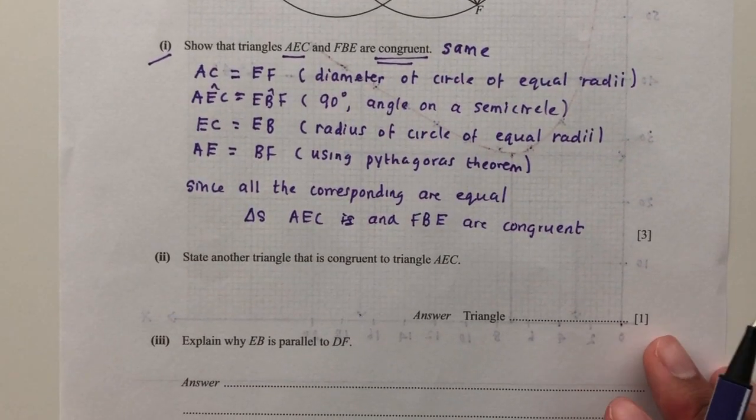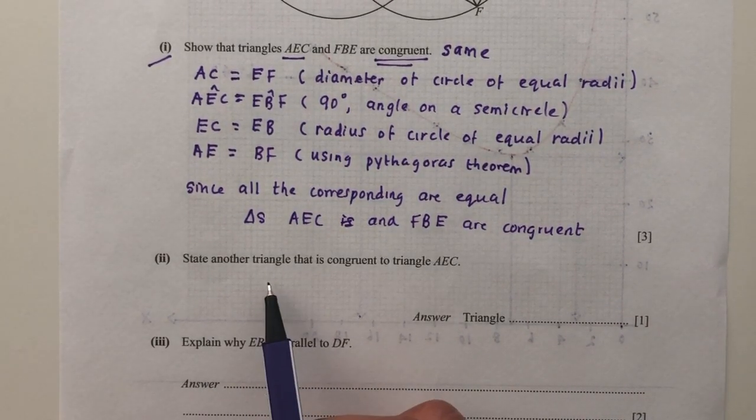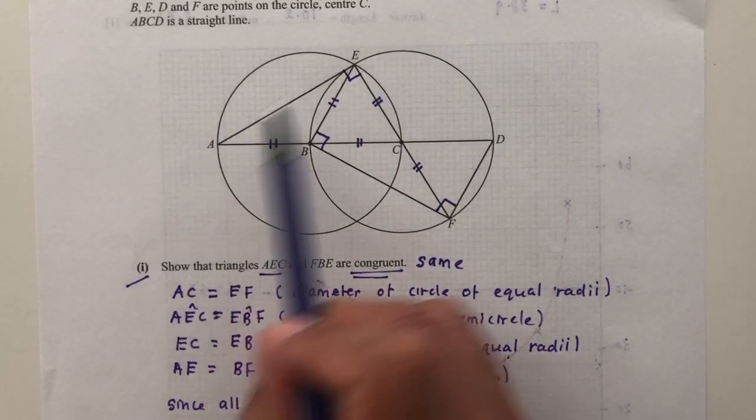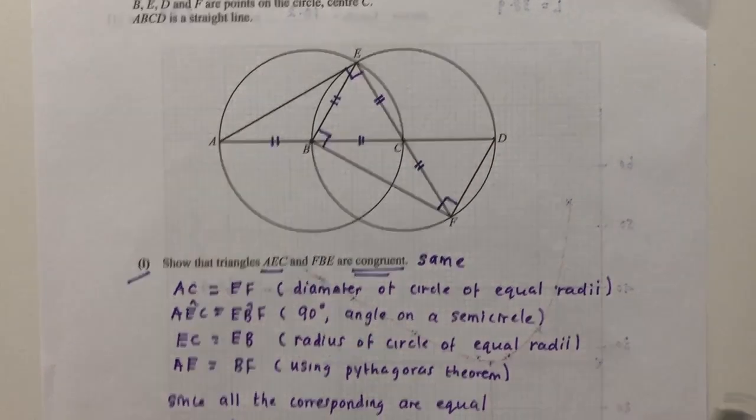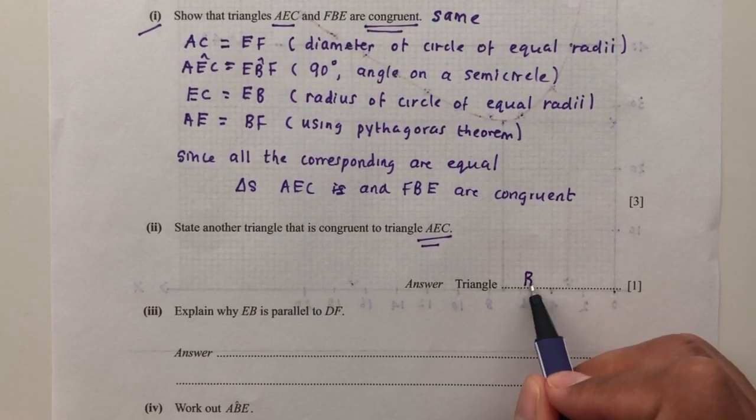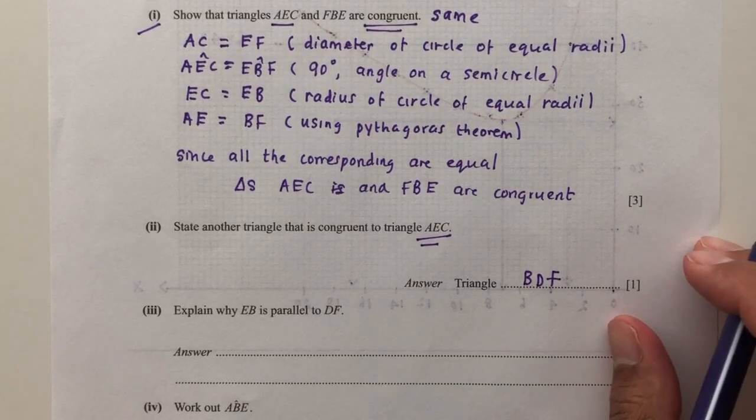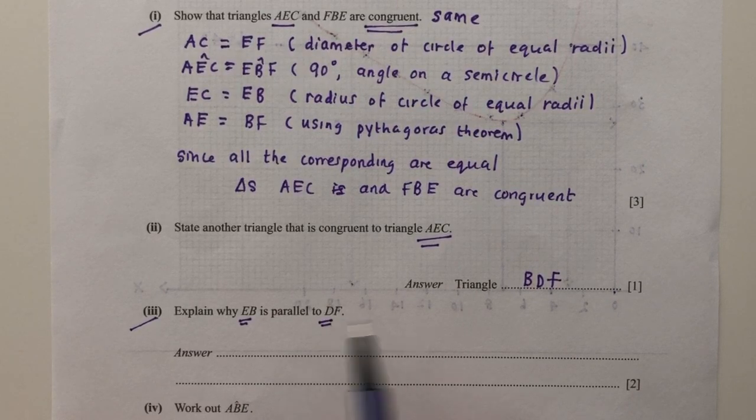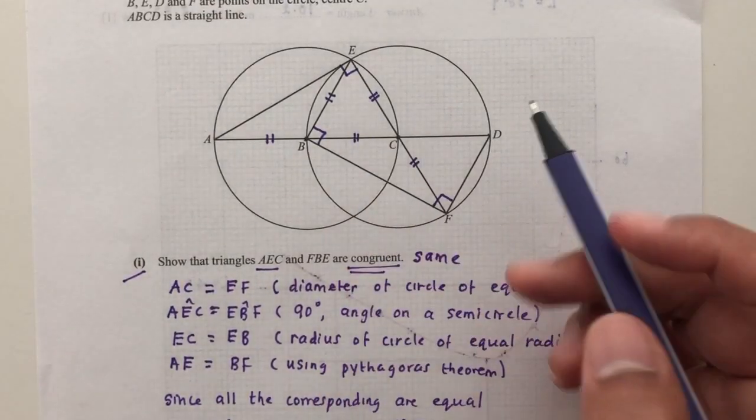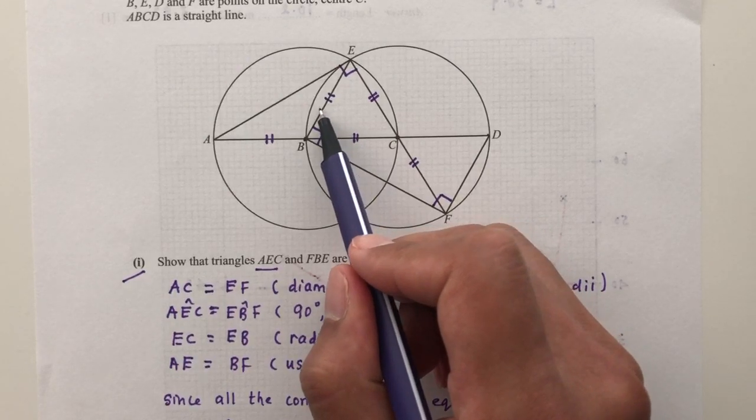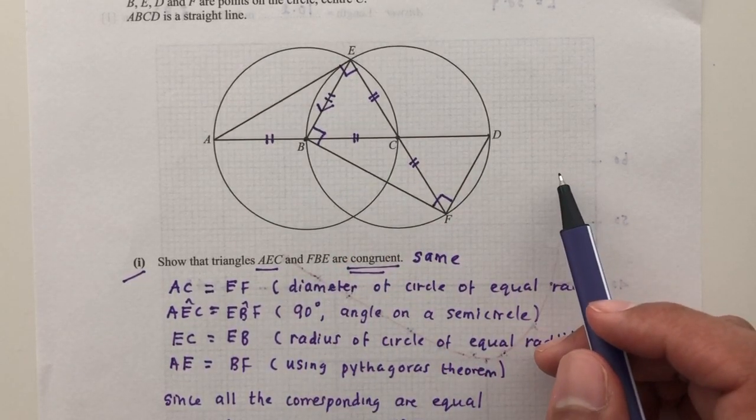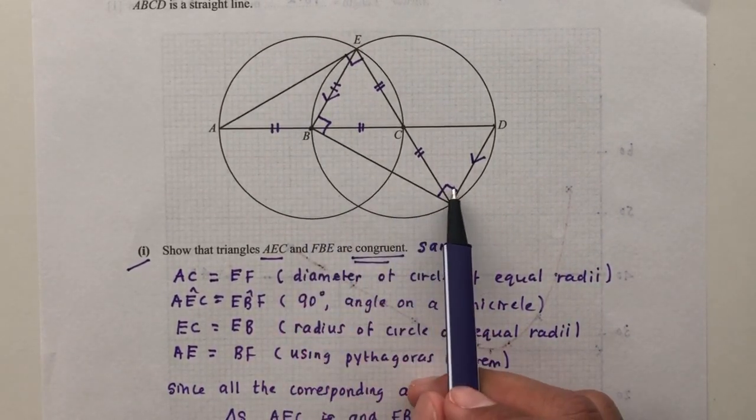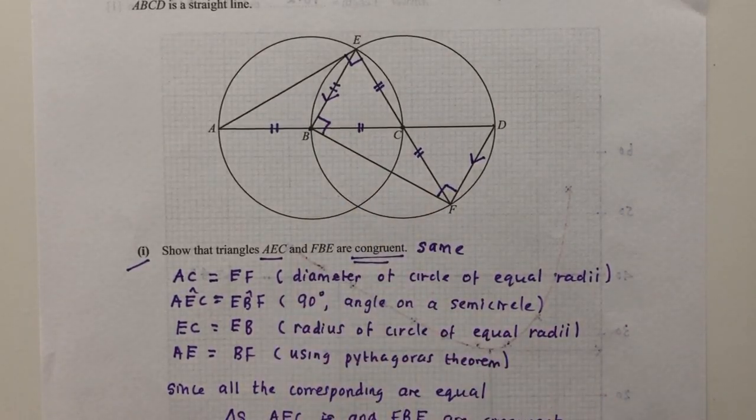Now part 2, state another triangle that is congruent to triangle AEC. Another one will be BDF. That's why. Now part 3, explain why EB is parallel to DF. So where is EB? EB will be this line, parallel to DF. The reason is that this angle here and this angle add up to 180.